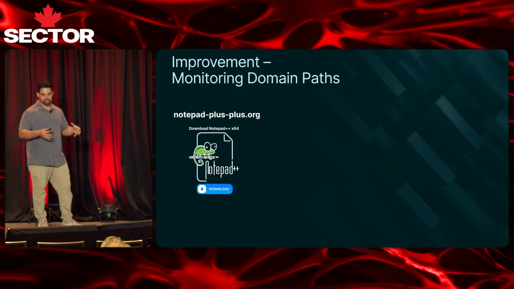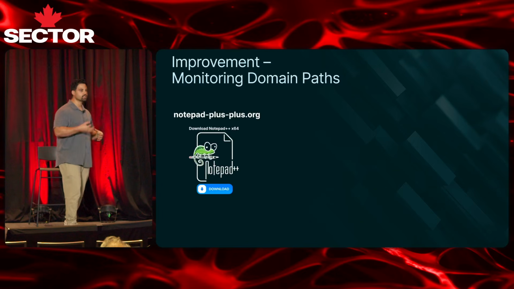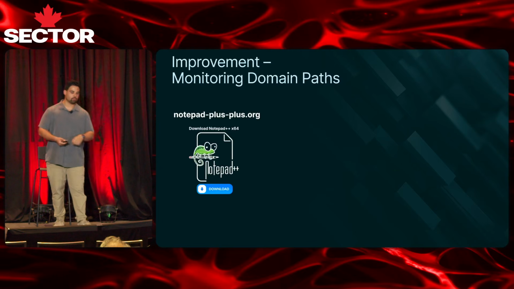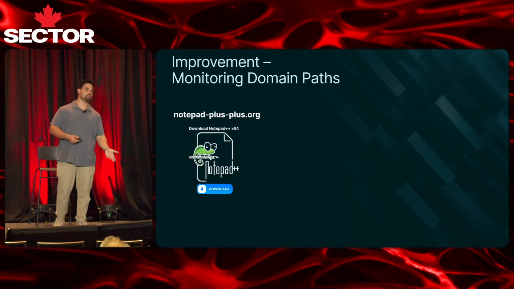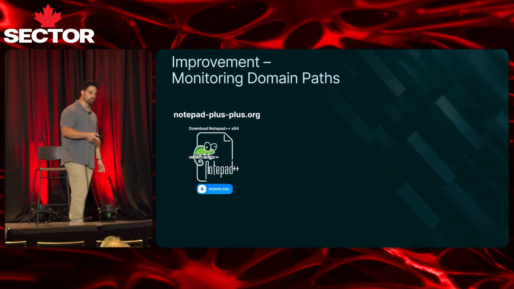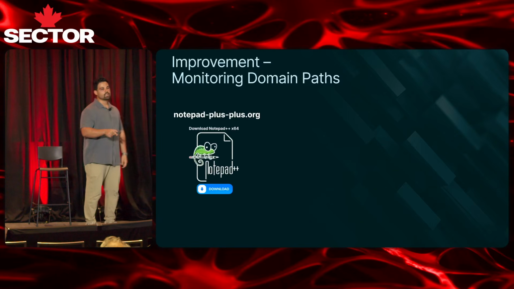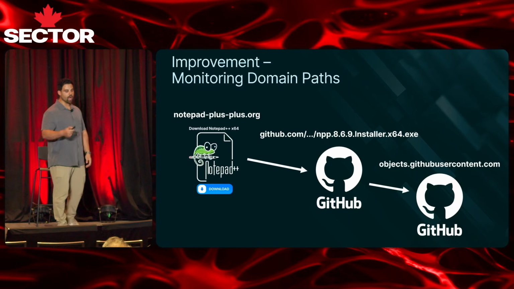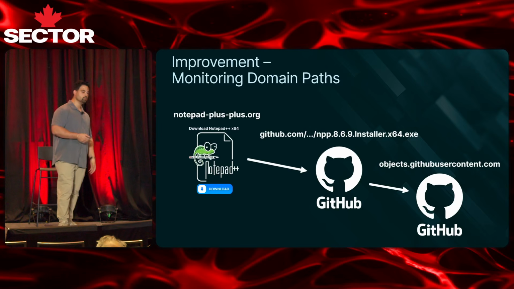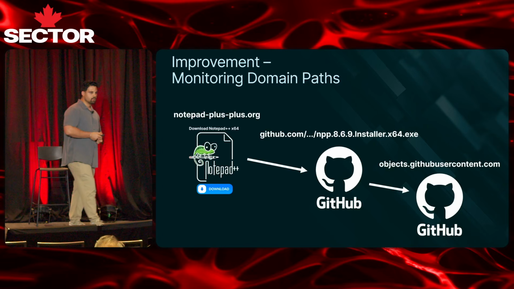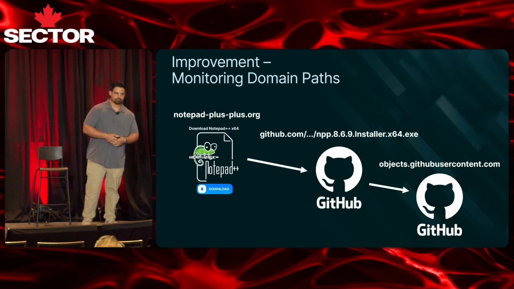So a domain path is a sequence of domains to which we expect the victim to access until the download starts. So for example, if we'll talk about Notepad++, when you click the download button of Notepad++, the executable is not really downloaded from there. Instead, it redirects you to github.com, which redirects you to objects.githubusercontent.com, which is where the file is really being downloaded from. So we need to somehow address that.